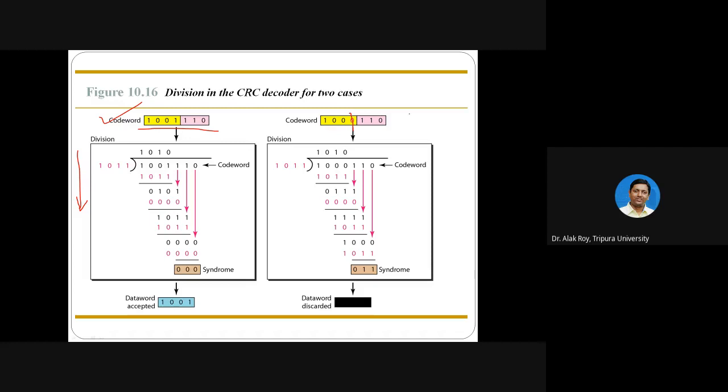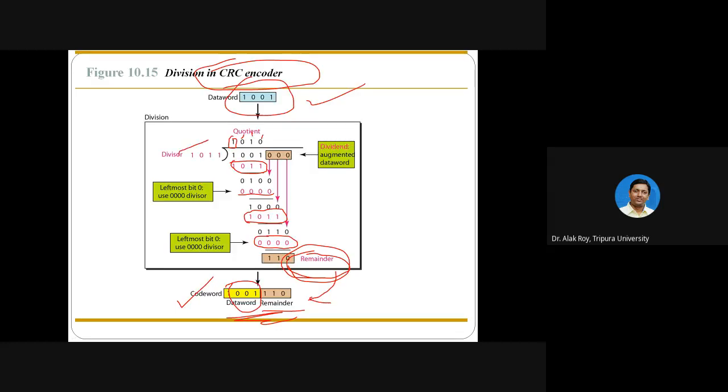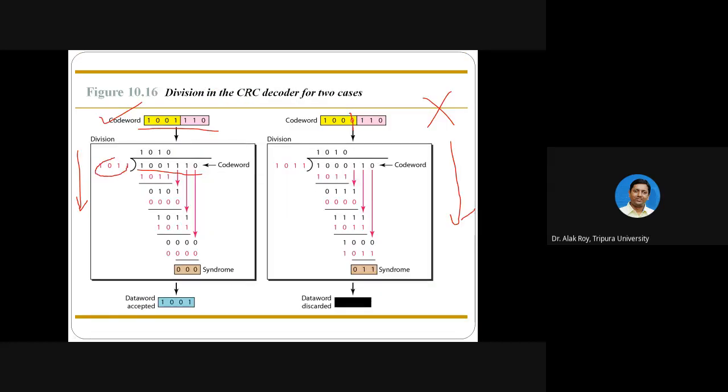So whether it should be accepted or discarded? Please observe that if you divide this code word with the same divisor, 1011, you will get a syndrome. If the syndrome is 0, accept the data word. So you are accepting the 1001 data word.